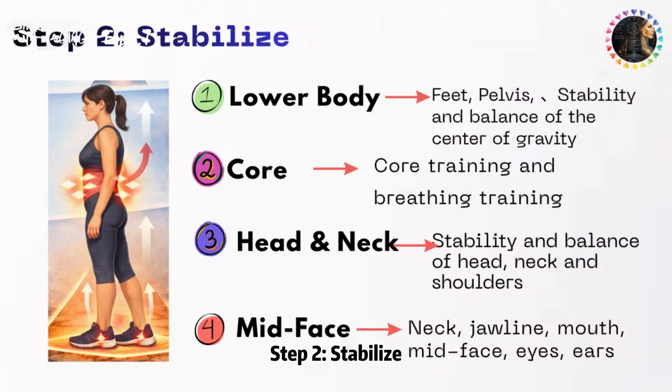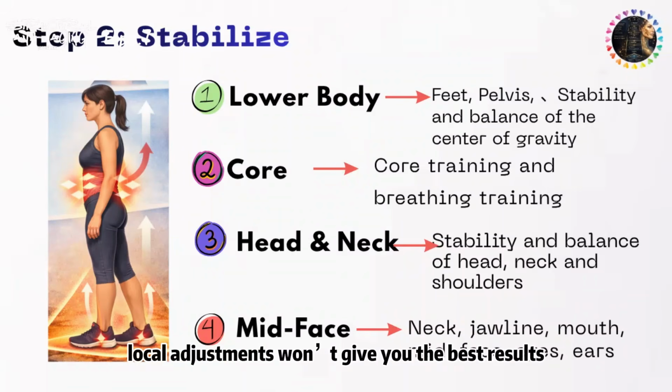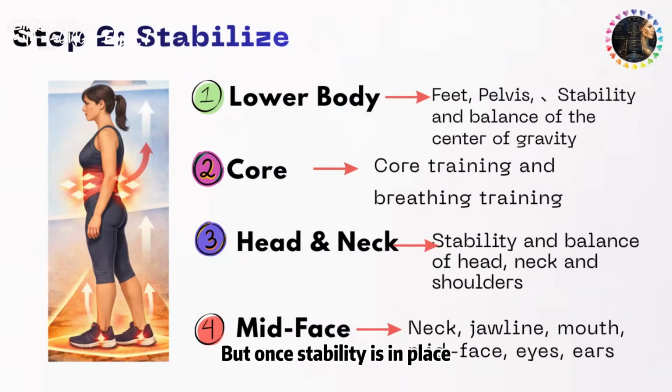Step 2. Stabilize. Build your foundational support system. This includes your lower body, core, head and neck, and mid-face. This is the foundation of everything. Without overall stability, local adjustments won't give you the best results. But once stability is in place, everything becomes much more effective.